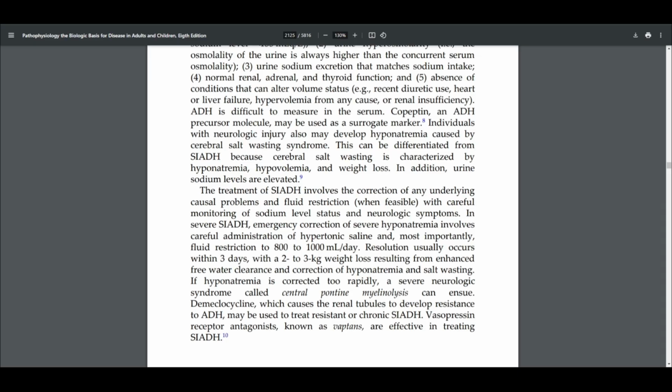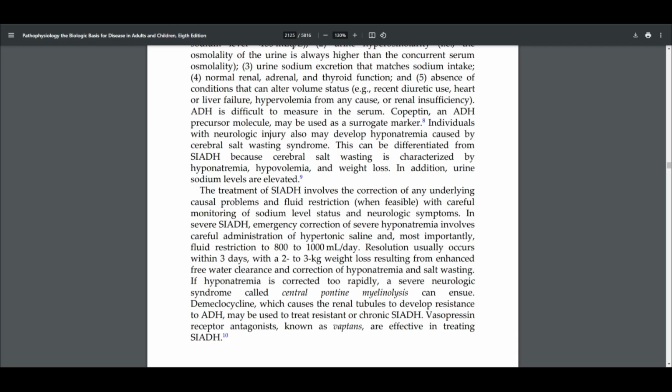In severe SIADH, emergency correction of severe hyponatremia involves careful administration of hypertonic saline and, most importantly, the fluid restriction of 800 to 1000 milliliters per day. Resolution usually occurs within 3 days, with a 2 to 3 kilogram weight loss resulting from enhanced free water clearance and correction of hyponatremia and salt wasting.